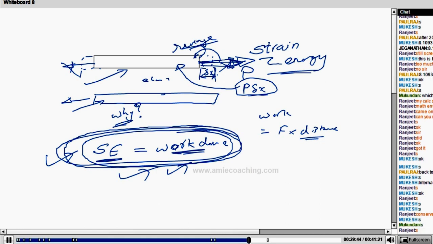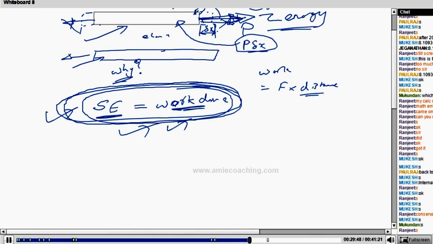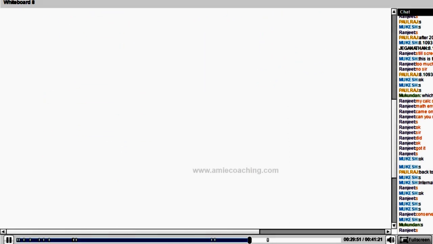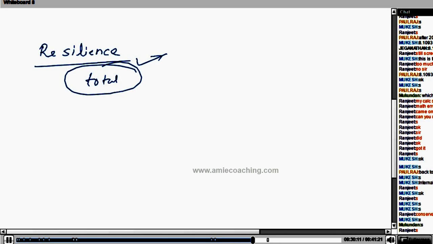Next we are moving to another one, that is resilience. The total strain energy that is stored inside a material is called the resilience.